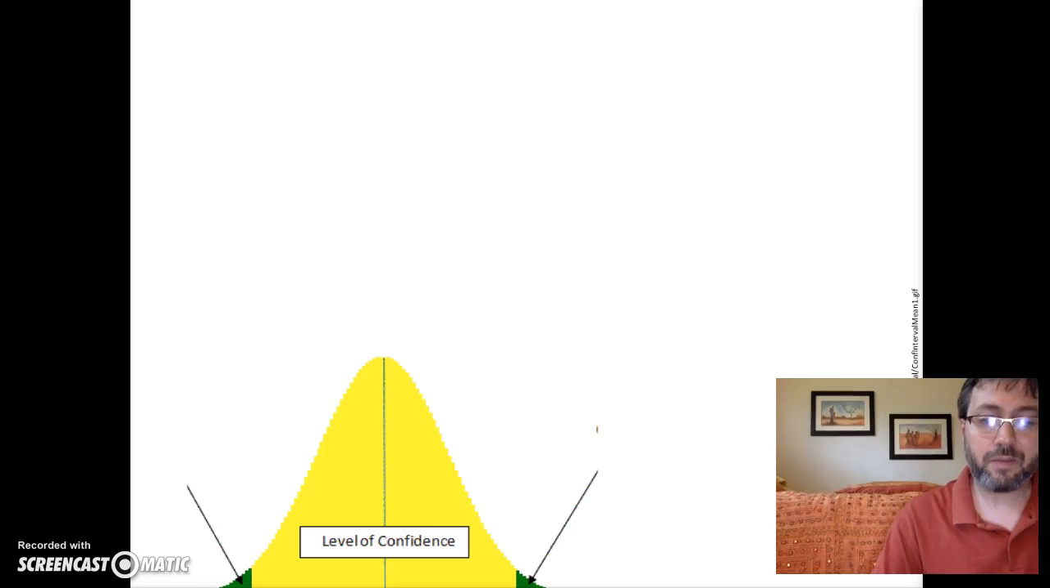So in summary, the confidence interval is the area in which 95% of all observations lie. And we'll talk in a moment about hypothesis testing and how we use these confidence intervals to test for differences between variables and groups.